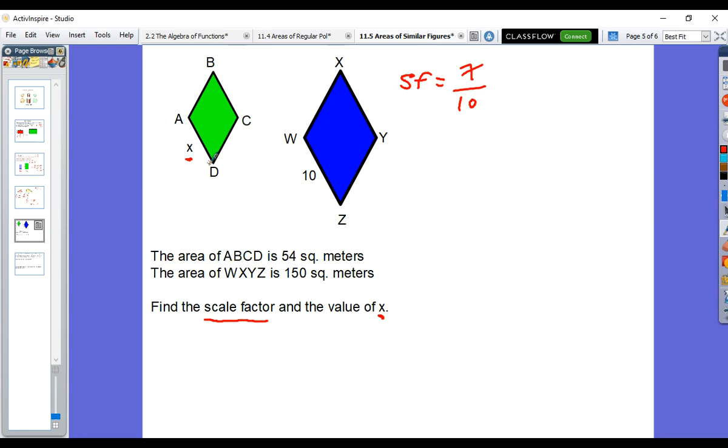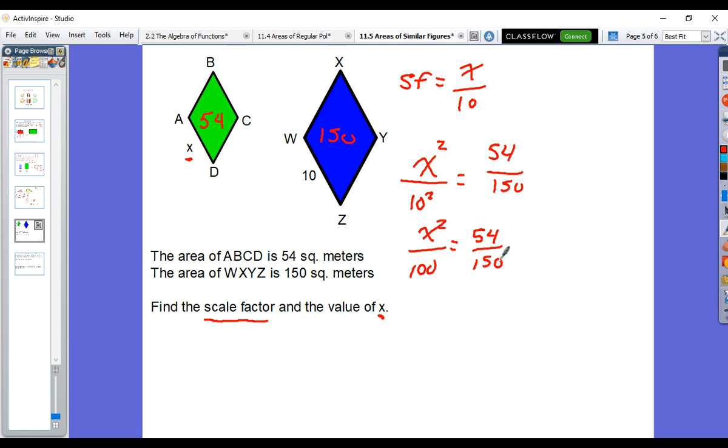It does tell us the area of the smaller one is 54 and the area of the bigger one is 150. So let's do our area scale factor. The area scale factor will be a squared, which would be x squared, over b squared, which would be 10 squared. That equals 54 over 150. So we simplify this, we get x squared over 100 equals 54 over 150. We then cross multiply, we end up getting 150 x squared equals 5,400. Again, the rest just works like simple math.